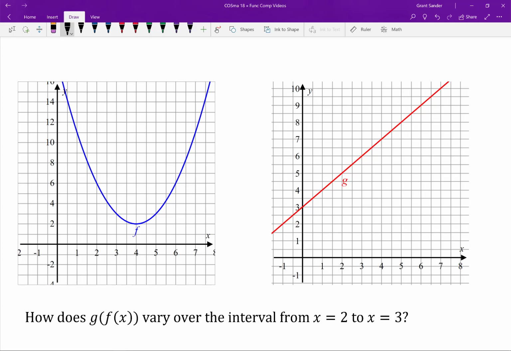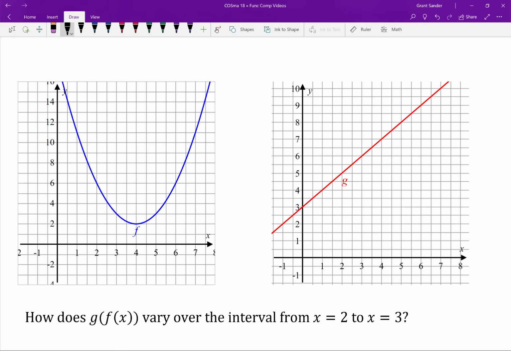In this video, we're going to use the graphs of functions to help us reason about how the output of a composite function varies over certain intervals of the input. So this is a challenging task that requires two processes, and so let's walk through this.